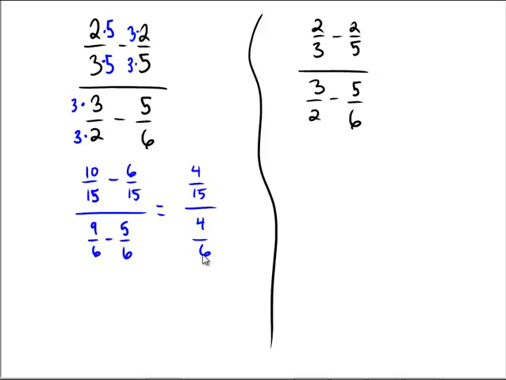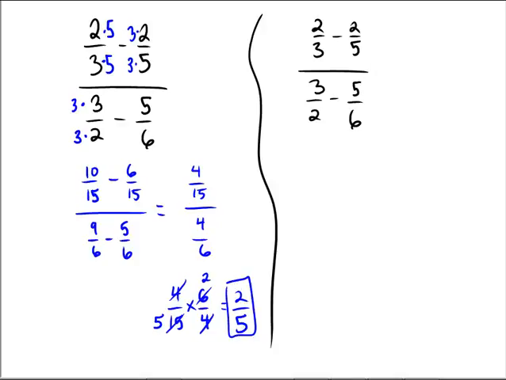And then we can multiply by the reciprocal. So 4/15 multiplied by the 6 over the 4. The 4's clearly reduce. 6 and 15 have a common 3 that goes into both of them. So we end up getting the answer of 2/5.